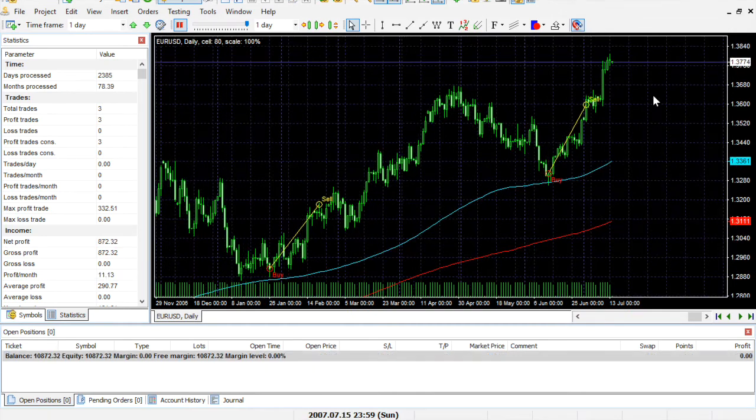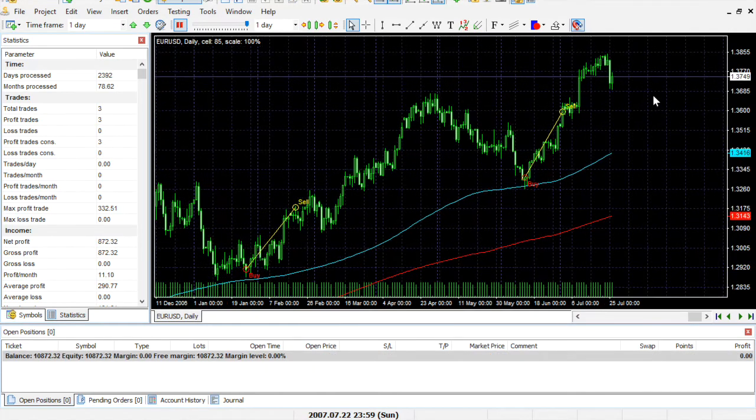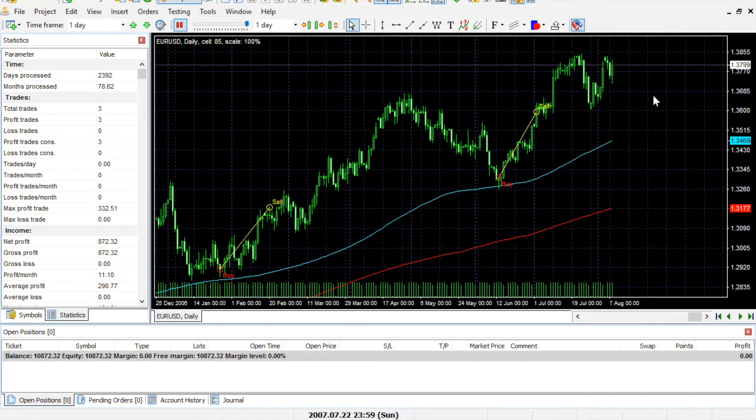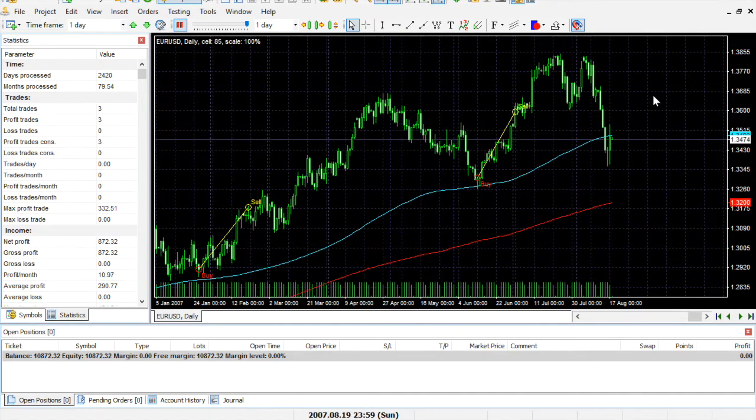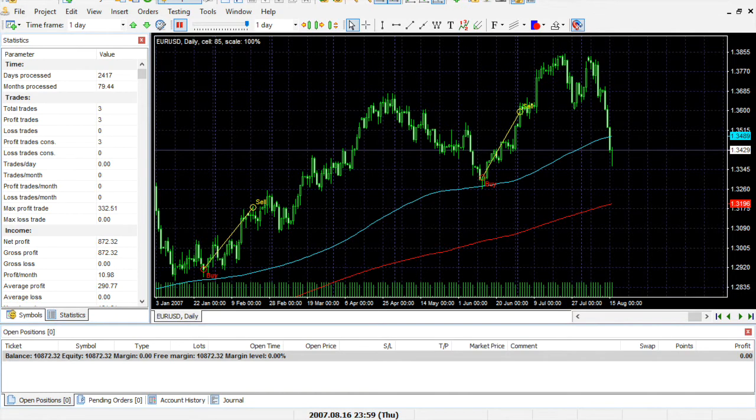Okay, so we're in there for another positive trade. You can see how powerful this is in these markets, in trending markets even. Okay, so we've got another entry point here.